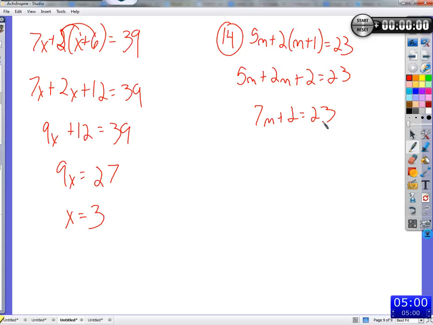And notice what's happening here. We have been in this kind of situation a lot. A number times the variable plus another number, or the number times the variable minus another number, or these numbers could be fractions, but it's a very similar thing. We get to this point a lot of times, where the next thing to do would be to subtract 2 from both sides, 7m equals 21, and then to divide by the coefficient.